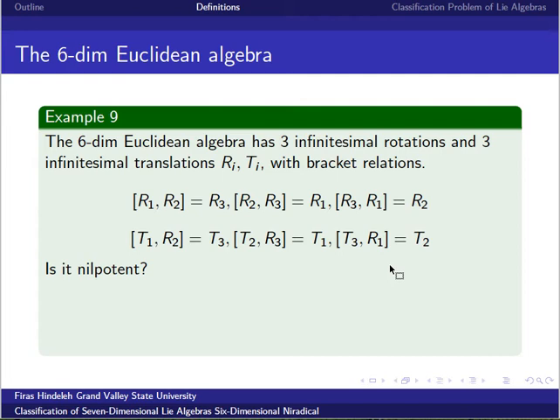And as you can see, everything in this algebra appears on the right-hand side of those brackets: T1, T2, T3, R1, R2, and R3. And so if I try to find G1, I get the whole algebra again. And if I bracket the whole algebra with G1, that's going to give me the whole algebra again. And so this series will never terminate, and so this algebra is not going to be nilpotent.